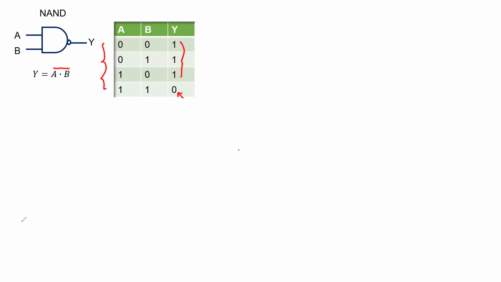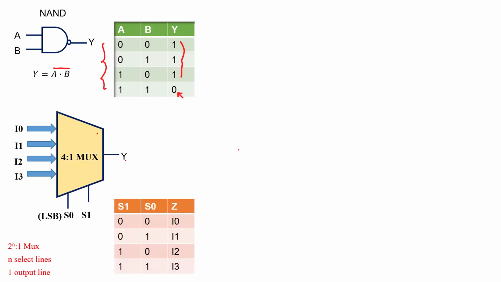So we have to use the multiplexer that will allow us to implement this logic. How do we do that? Again, the same 4 is to 1 multiplexer comes in, and the job of a designer is to set the values for I0, I1, I2, and I3.